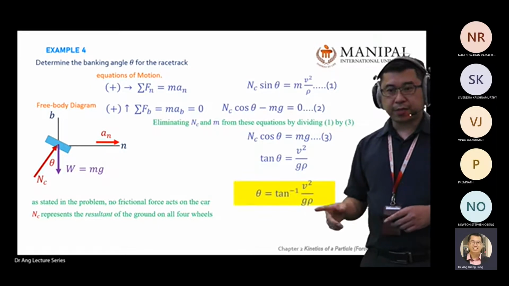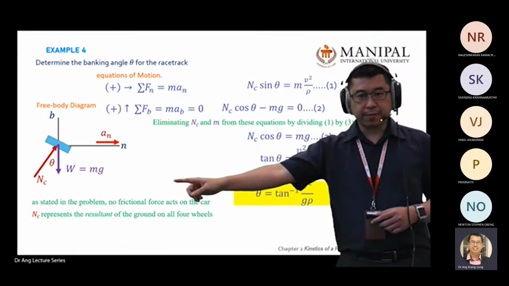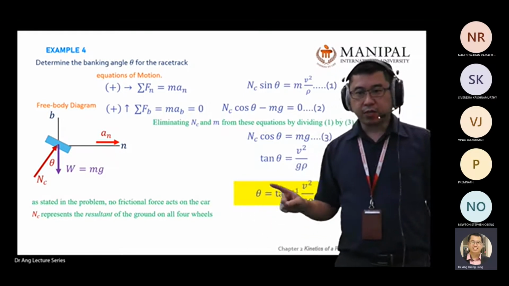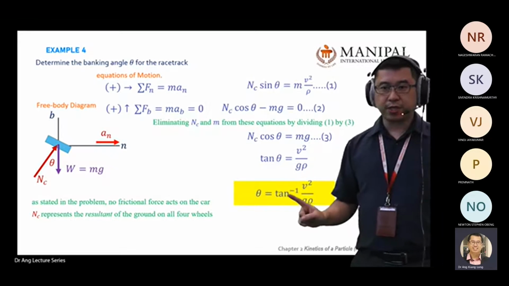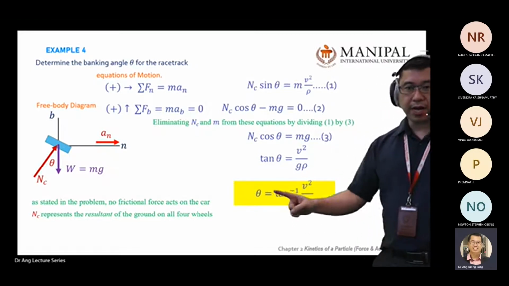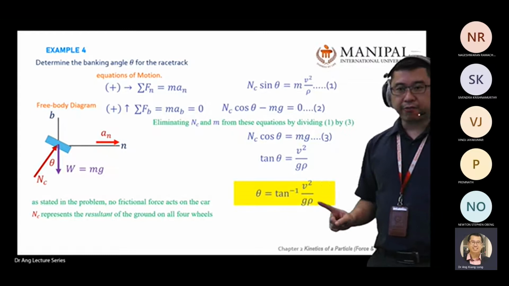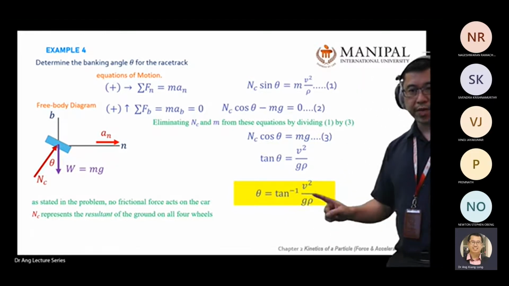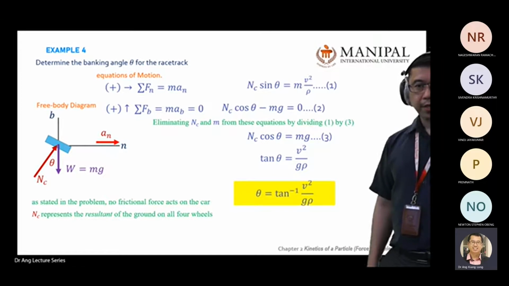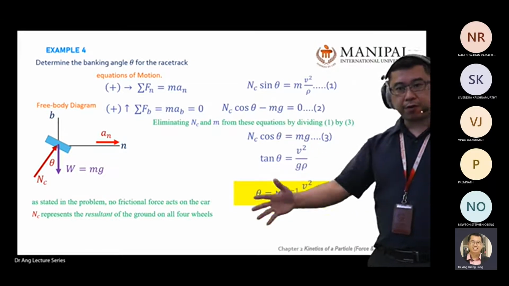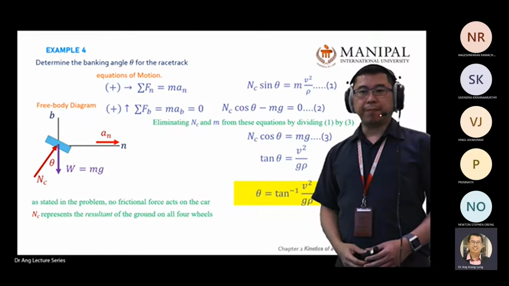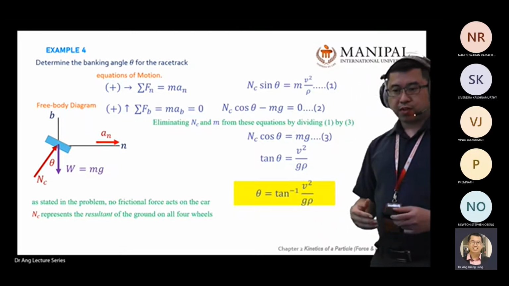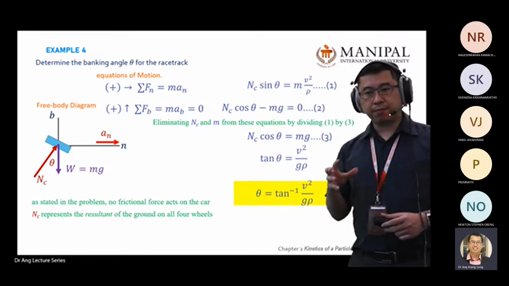The question asks you about tangent theta, right? It asks you about the angle of the track. So you just rearrange this equation to become the inverse, or arctan, of V squared divided by g times rho, or the radius of the circuit. Okay, so this example 4 basically is an exercise to develop or derive an equation from the question itself.